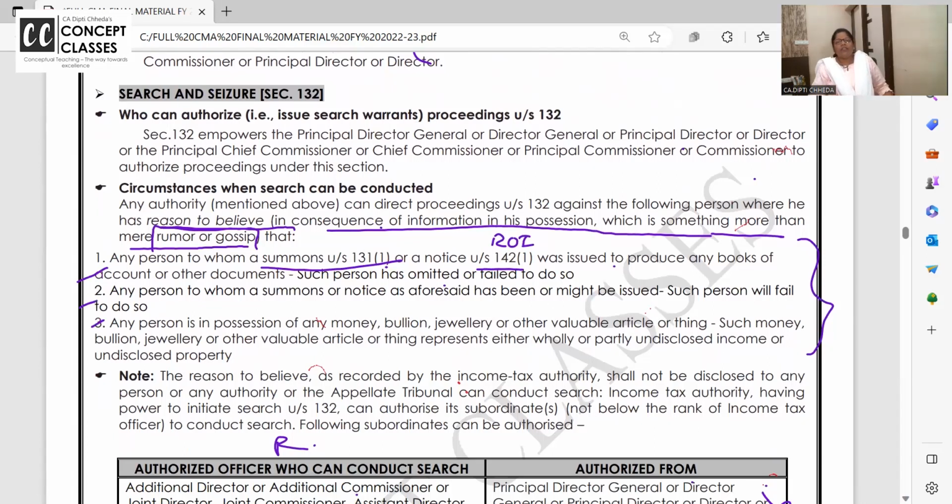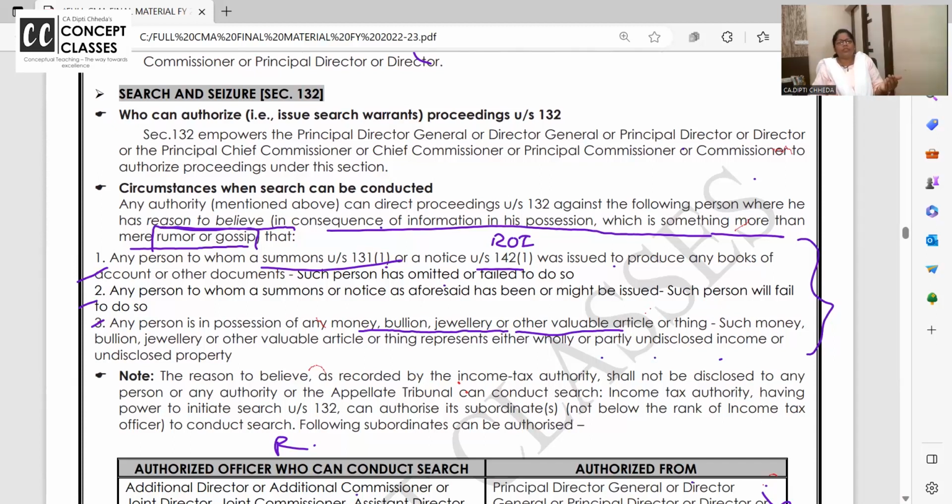Now, the circumstances when a raid can be initiated. There are 3 things. First, when we have issued summons under 131 or a notice under 142(1) to file a return and they didn't respond, or we know that issuing a notice is a waste because the person is going to run away from India, so there is no point sending a notice. Second reason. Third is when we know that a person is in possession of money, bullion, jewelry, other valuable articles, benami property papers, FDs, gold, silver, cash, which is wholly or partially undisclosed.